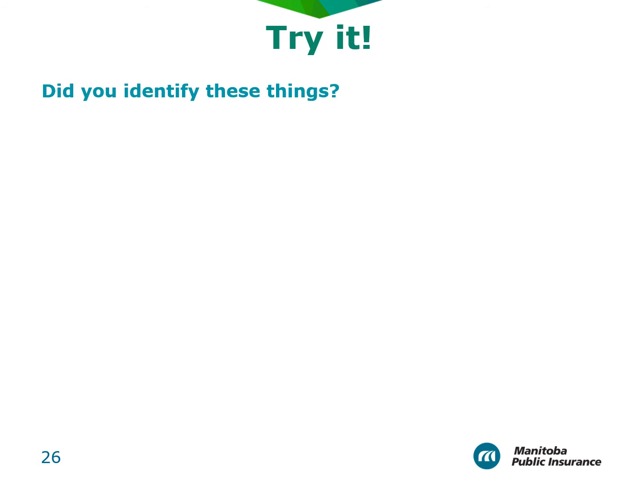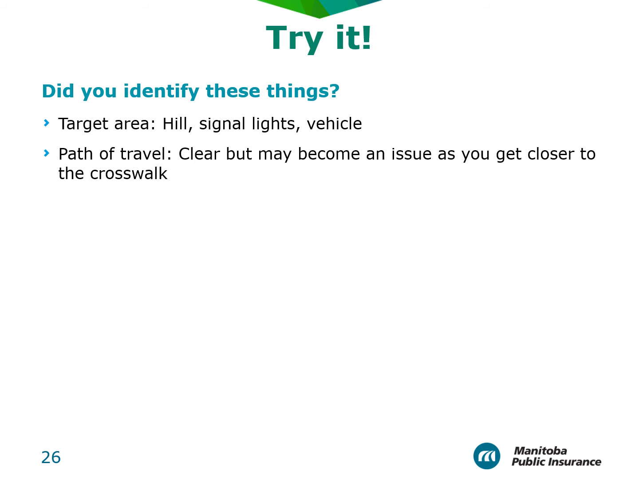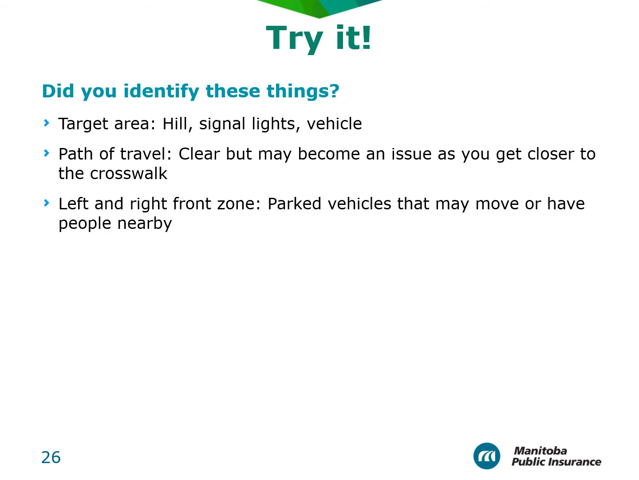You should have identified the hill coming up and traffic lights, the vehicle ahead, that the way ahead is clear but there is a crosswalk, and that there are parked vehicles on either side that may move or have nearby pedestrians.